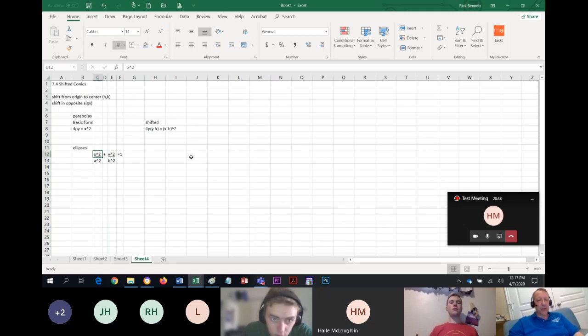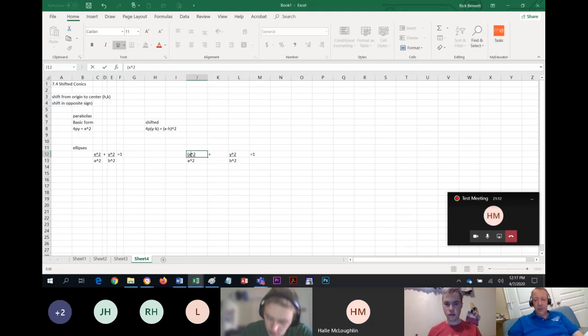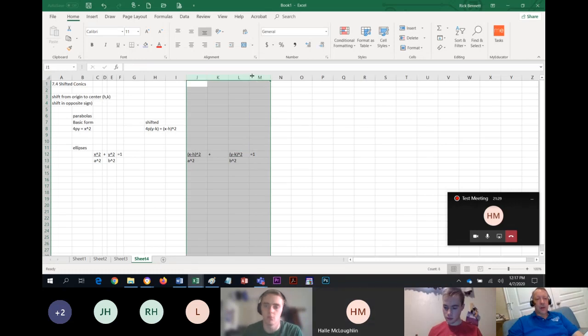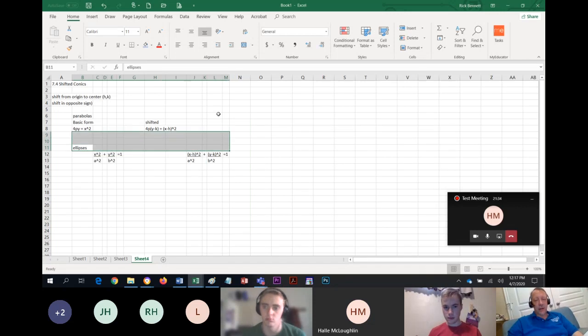The shifted conic is going to work basically the same way. I'm going to copy this so I don't have to retype it every time. The main difference is now we're going to shift this as x minus h quantity squared, and shift your y minus k quantity squared. If we resize that, that's how your ellipses are going to work. And it works exactly the same way for your hyperbolas.